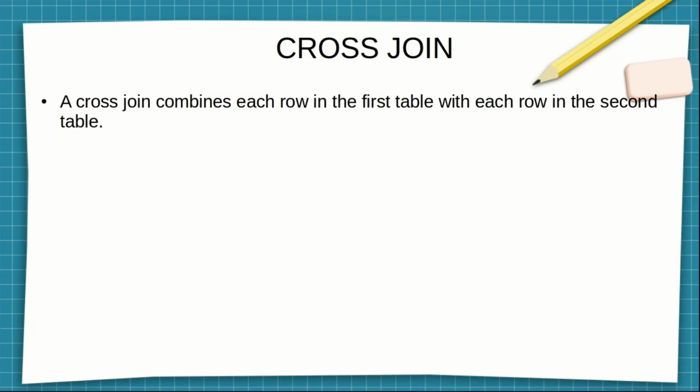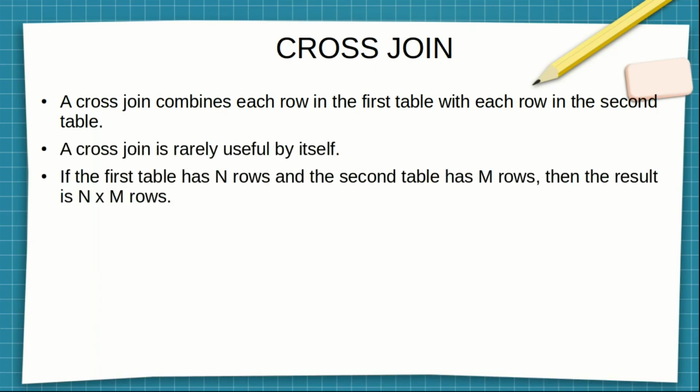A cross join combines each row in the first table with each row in the second table, creating every possible combination of rows. This is also known as Cartesian product. Because most of the result rows contain parts of rows that are not actually related, a cross join is rarely used. In fact, cross join is usually the result of accidentally omitting the join condition.